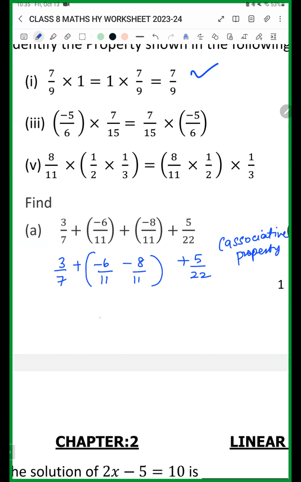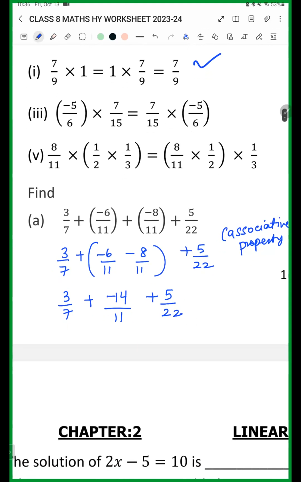So now we are doing this: minus 6 minus 18 minus 8 is minus 14 by 11. So this is 3 by 7 plus minus 14 by 11 plus 5 by 22. Now we can solve all three of them together if you want. We can solve these two first if you want, and then find the LCM. If we find the answer for minus 14 by 11 plus 5 by 22, whatever answer comes, we have to find the LCM of it with 7.